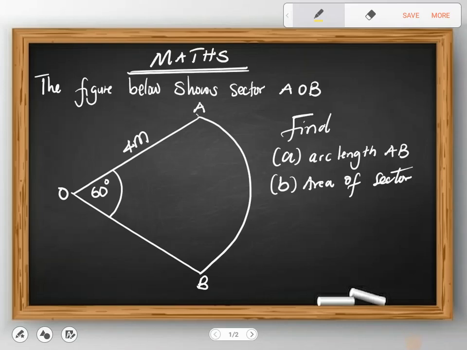Good day, viewers. We have a problem here in mathematics. The figure below shows sector AOB. That is a sector there. And the question is, find the arc length AB and the area of the sector.